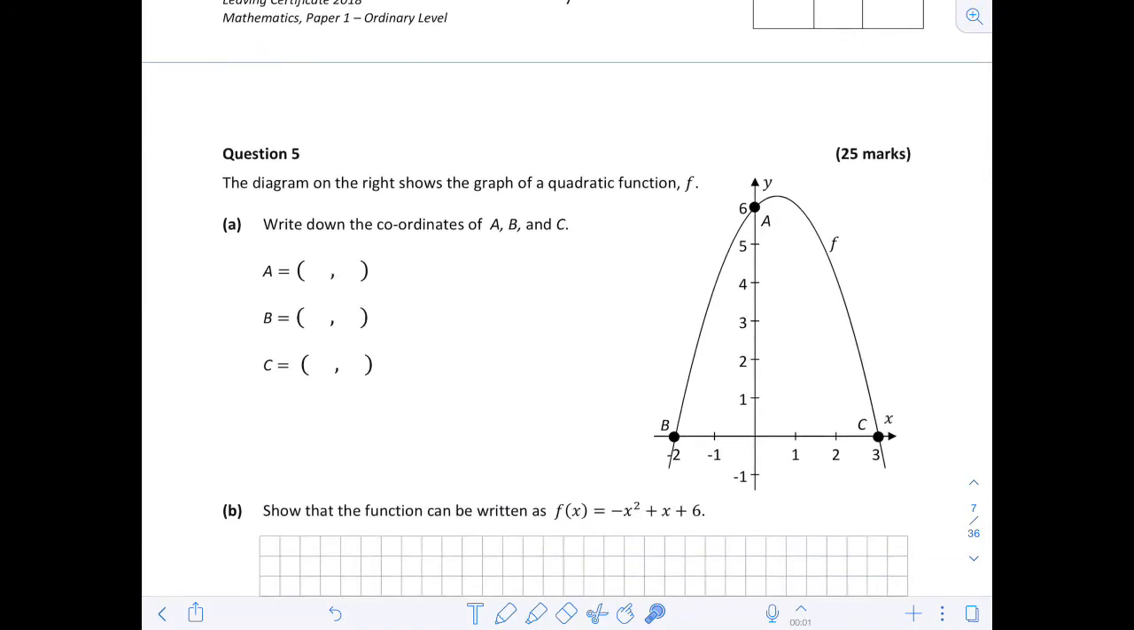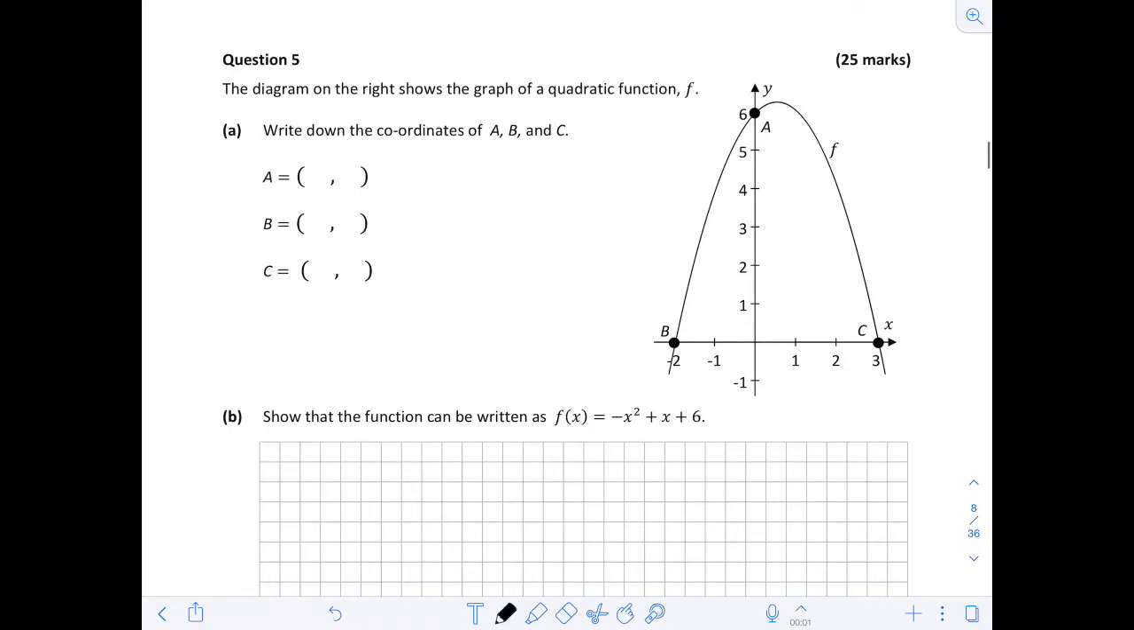So the diagram on the right shows the graph of a function f. Write down the coordinates of a, b, and c. So the coordinates of a will be 0, 6. And then coordinates of b will be minus 2, 0. And coordinates of c then will be 3, 0. So they're the coordinates of a, b, and c.